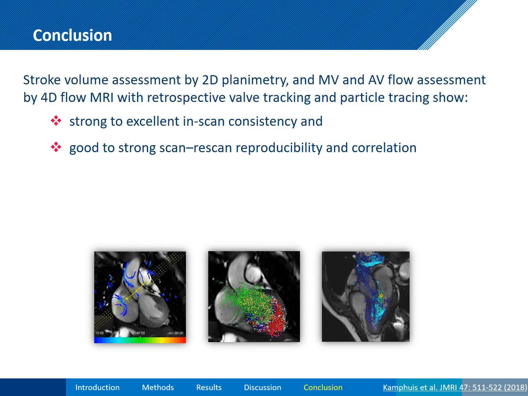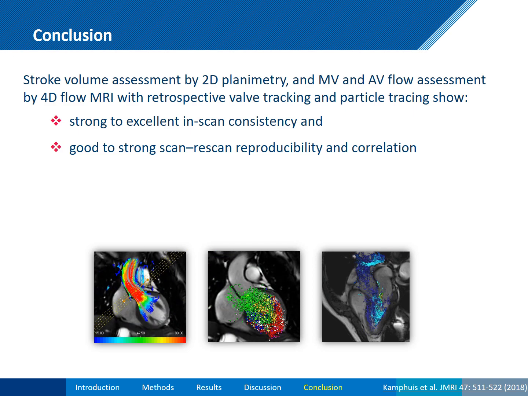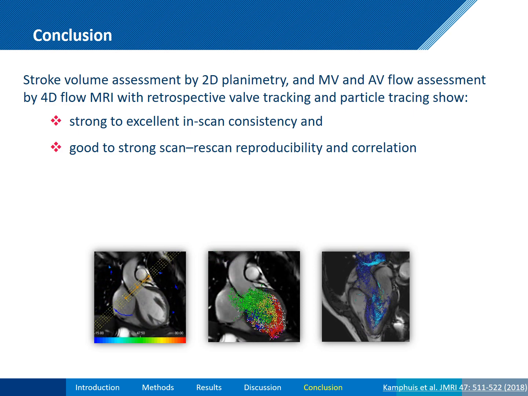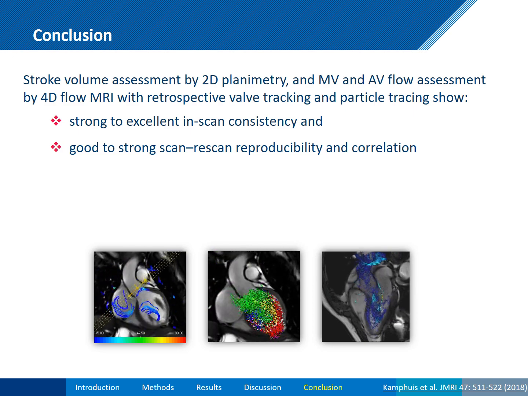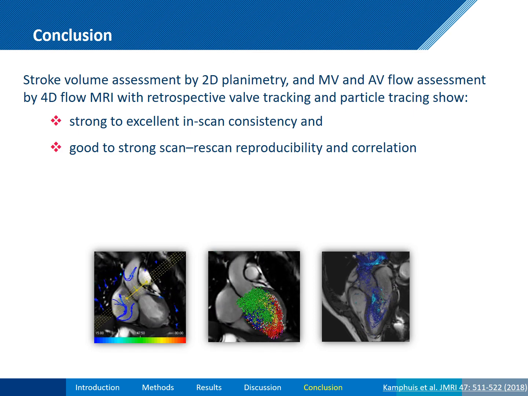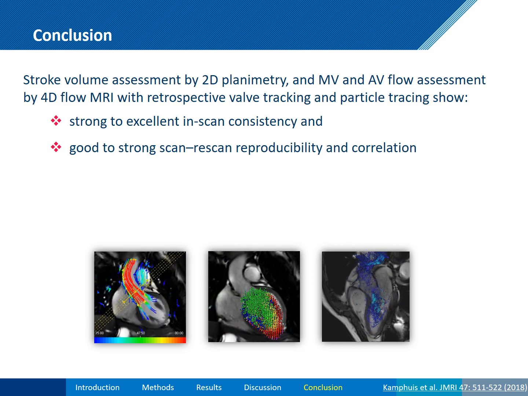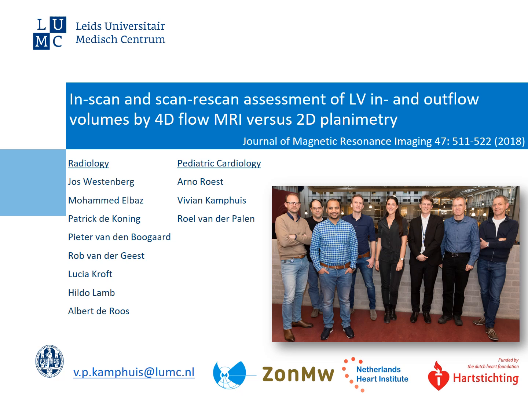In conclusion, left ventricular in- and outflow volume assessment by 2D planimetry and 4D flow MRI with retrospective valve tracking as well as particle tracing show strong to excellent in-scan consistency and good to strong scan-rescan reproducibility and correlation. This indicates that both 4D flow MRI methods are reliable methods to assess left ventricular in- and outflow volumes. This concludes the online presentation.